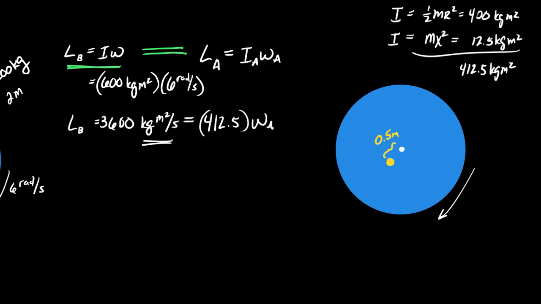What's our new angular speed? Let's do a little bit of simple division. Go ahead. 8.7 radians per second. So, kid walks towards the center, whole system speeds up. You guys see that all right? I start in a circle like this, start spinning with my arms out, pull my arms in, whole system speeds up.